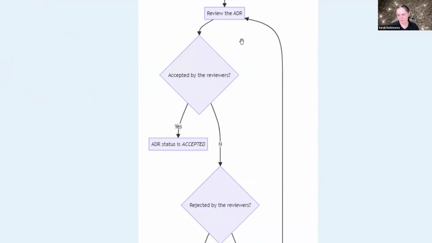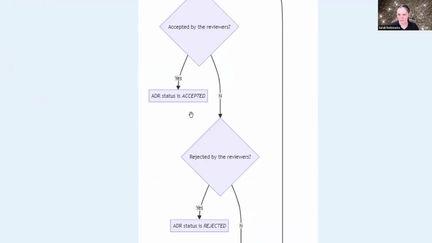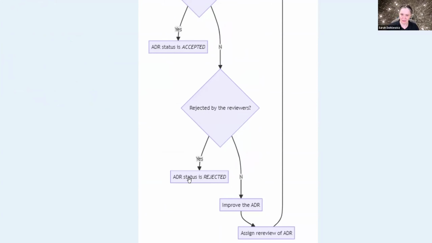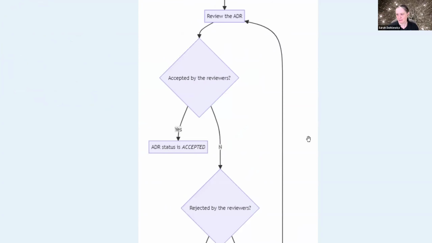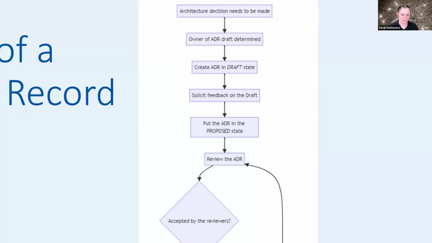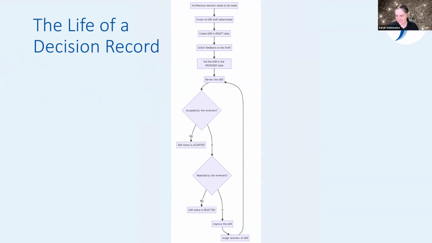So then you'll have it review the ADR once it's proposed. Once they review it, they can either accept it, move it to accepted, or maybe it gets rejected. If it got rejected, then the ADR status is updated. Otherwise, you improve the ADR and go through the review process again. So that's the decision record and the status of it.